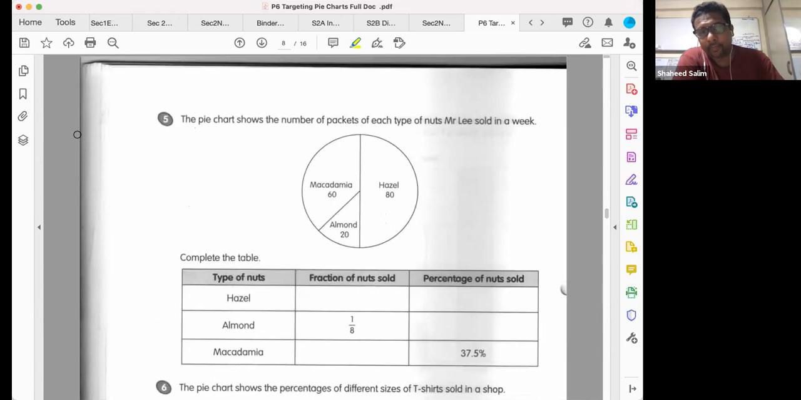Macadamia, hazel, almond. So remember how to make fraction, take that part over the total number. They give you all the numbers. So you can do this. Okay, I'm going to check. Oh, hazel. Well done, Ilhan, for hazel.